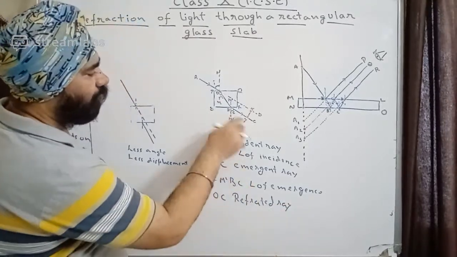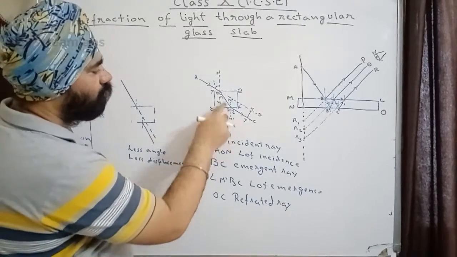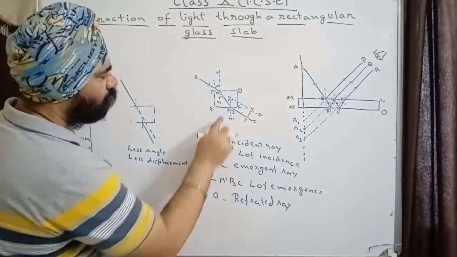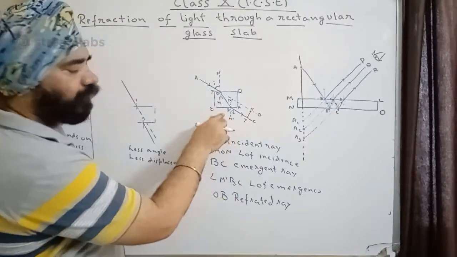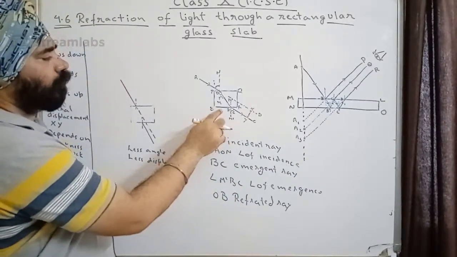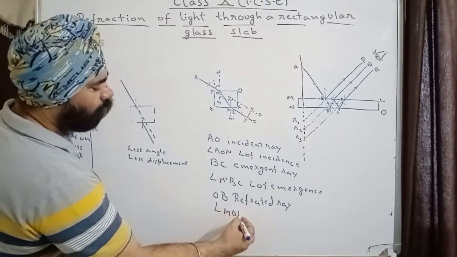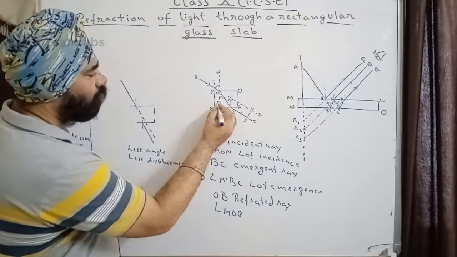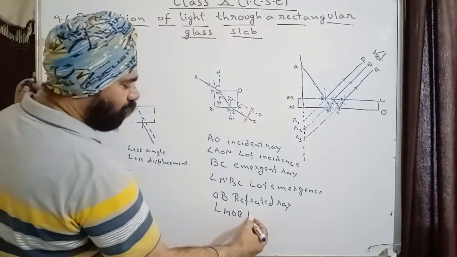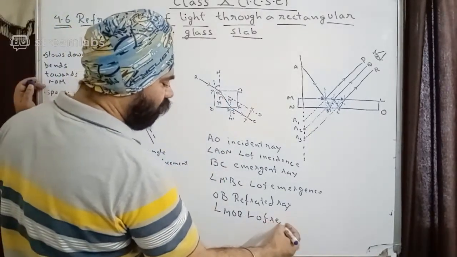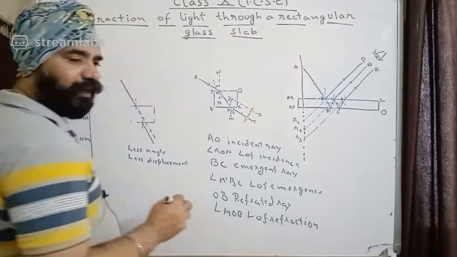BC is the emergent ray, AO is the incident ray, and OB is the refracted ray. Got it? So now my angle MOB, this red angle, the one which I have marked red over here, is the angle of refraction. This is my angle of refraction.